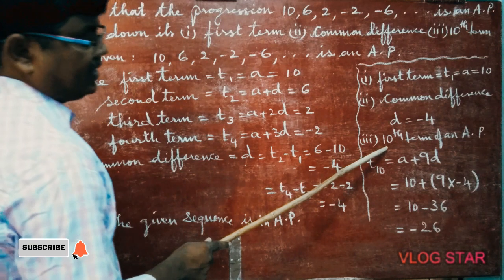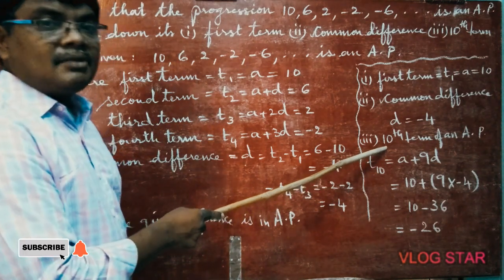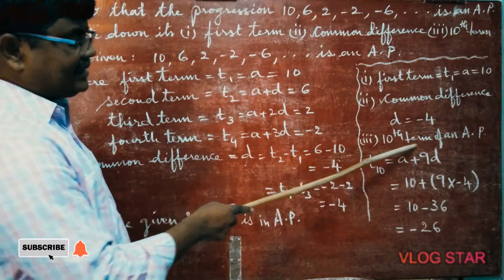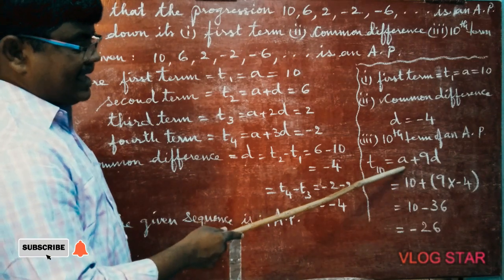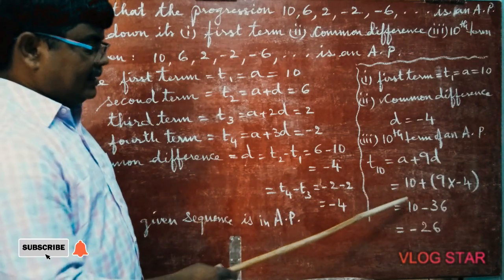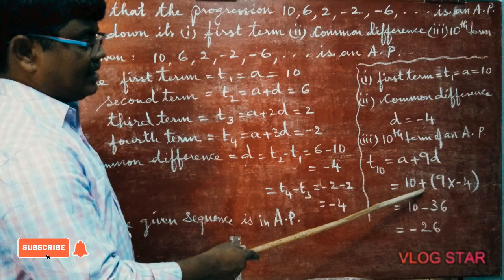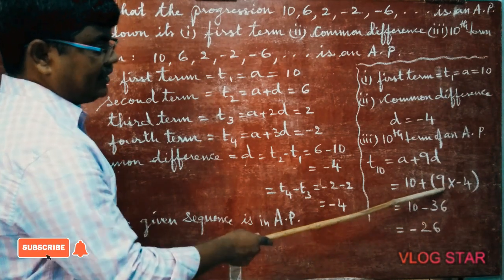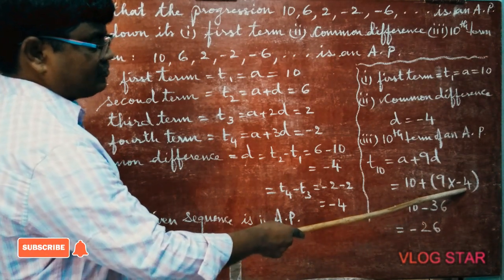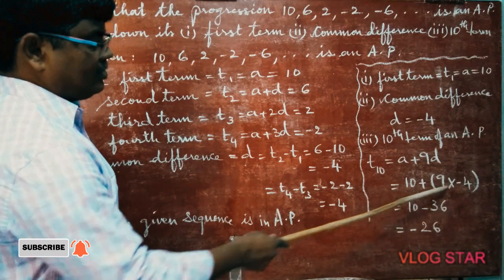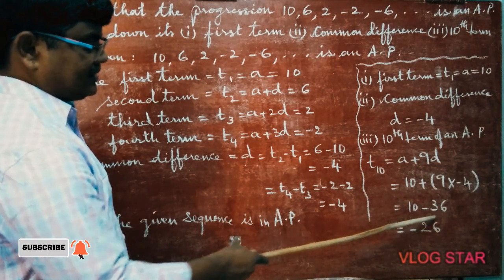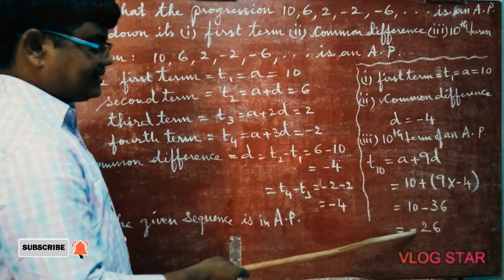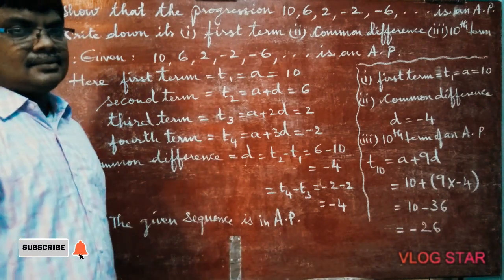Third one, they are asking to find the 10th term of an AP. What is the formula for the 10th term? Just one less, subtract, it will be known. A plus 9D. A is 10 plus, what is the meaning of 9D? 9 into D. So 9 into minus 4. 10 plus 9 into minus 4, minus 36. 10 minus 36 is minus 26.